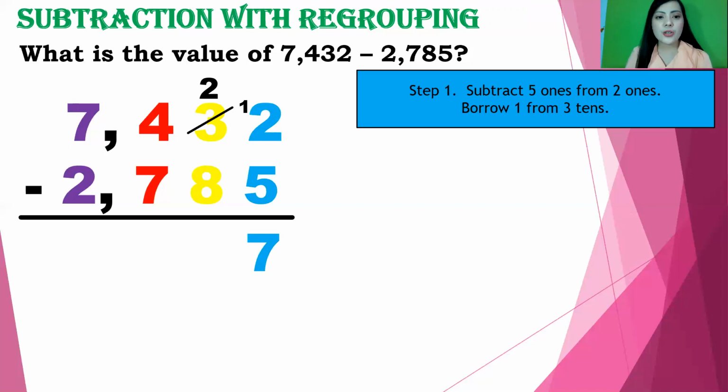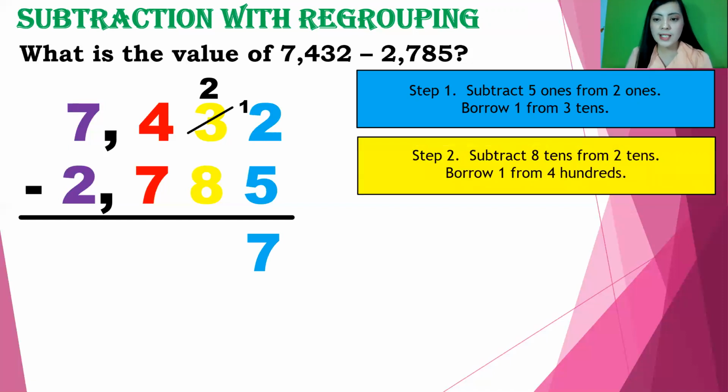All right, so now you go to the next number, the tens place. Subtract 8 tens from 2 tens. Can you minus 2 minus 8? Cannot again. So what are you going to do? Borrow 1 from the 400s. So the 2 becomes 12 and the 4 becomes 3. So 12 minus 8, we can minus now, is equal to 4.